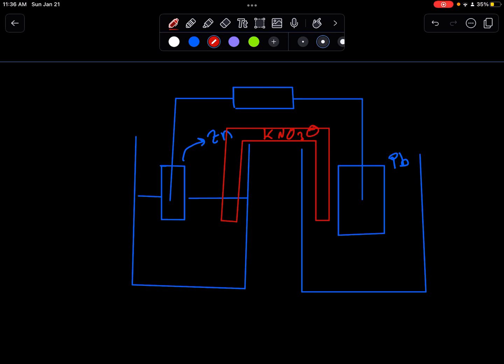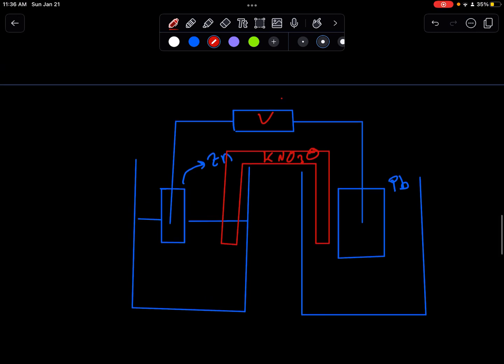So let's start with the top. Let's start with what this is. Well, this is a voltmeter, and it's going to measure something that we know as the E cell, which will make more sense in a second.